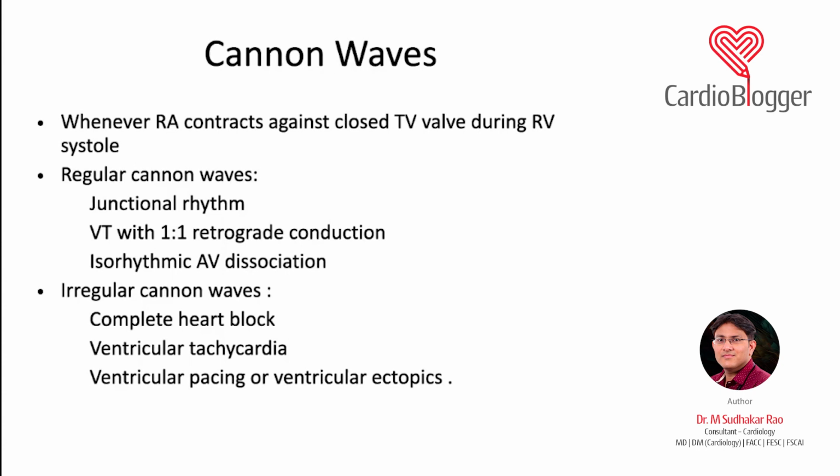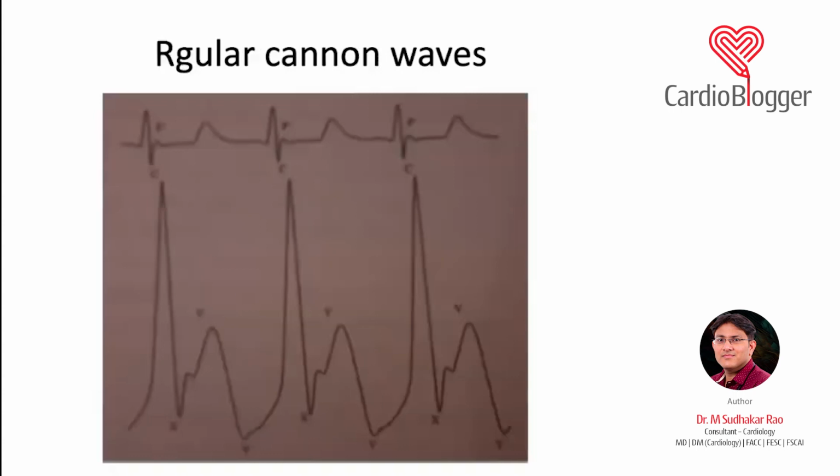So these four causes you should just remember: regular brady, junctional rhythm; regular tachy, ventricular tachycardia with AV association. Irregular Cannon with tachy is ventricular tachycardia with AV dissociation. Irregular Cannon wave with bradycardia is complete heart block. Other causes you can just forget for the time being. Now this is what I told you are the regular Cannon A waves.